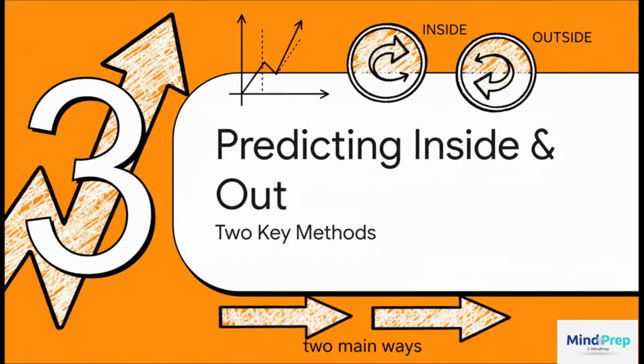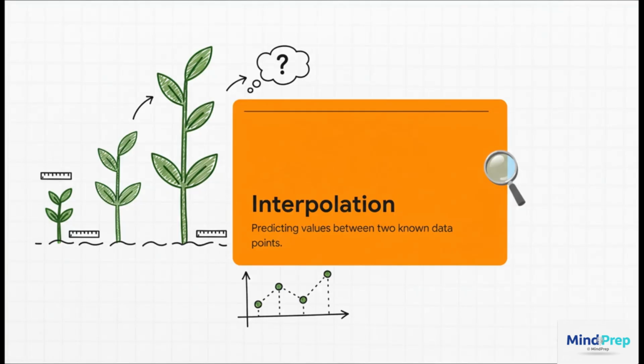Okay, so you've spotted the trend. Awesome. Now comes the prediction part, and there are really two main ways the ACT is going to ask you to do this. The first type is called interpolation. Now this is the safer, easier one. Think of it like this. If you know a plant was 5 centimeters tall on Monday and 15 centimeters tall on Wednesday, what's a good guess for Tuesday? Probably somewhere in the middle, right? Maybe around 10 centimeters. You're just filling in a blank.